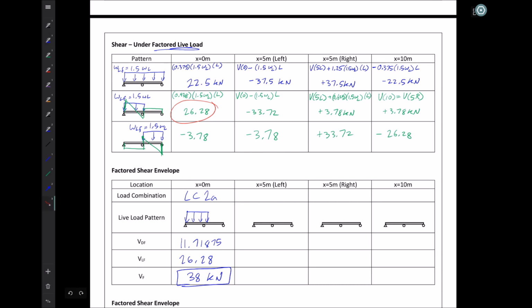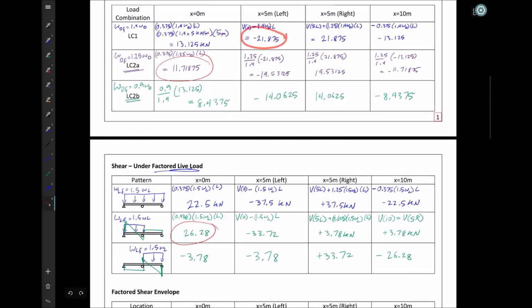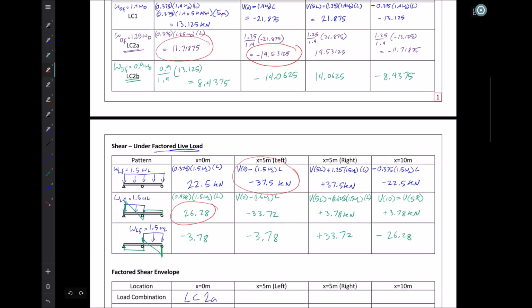Now at 5 meters to the left of the support right here, I can go through the same work, and it's either going to be minus 21.875, or it's going to be the sum of this plus one of these 3. And here we're looking for the biggest negative number, and it's pretty easy to say that once again, this 19.5 from load combination 2A will be added to one of our live load patterns. And in this case, we're going to choose the value from our full distribution of loading.